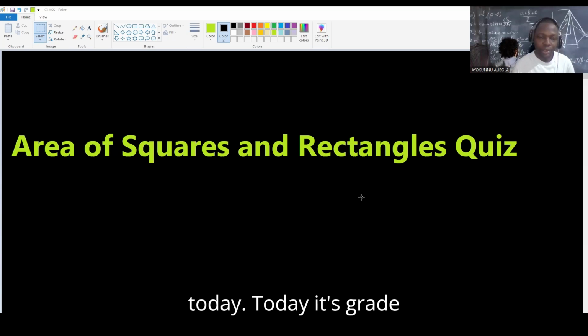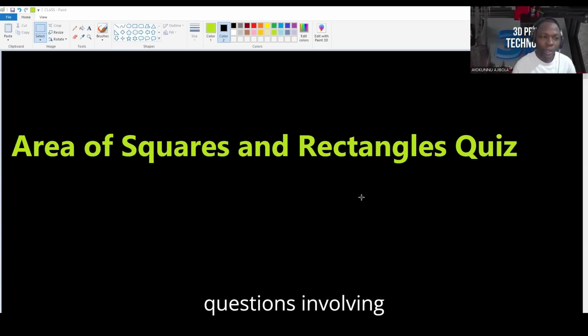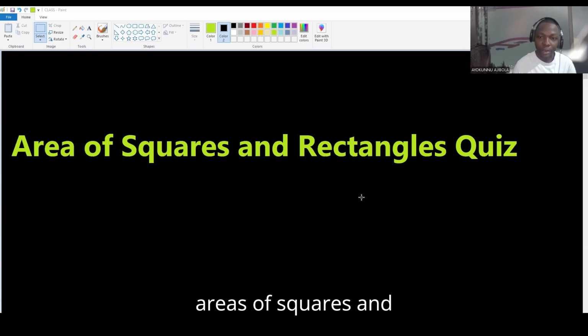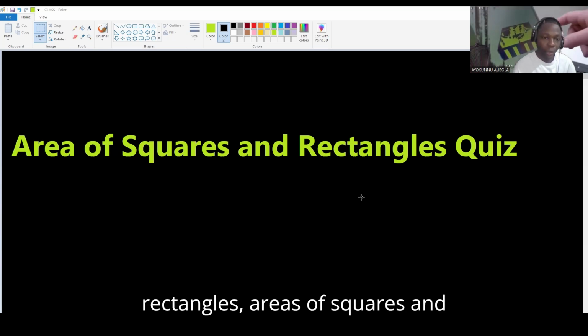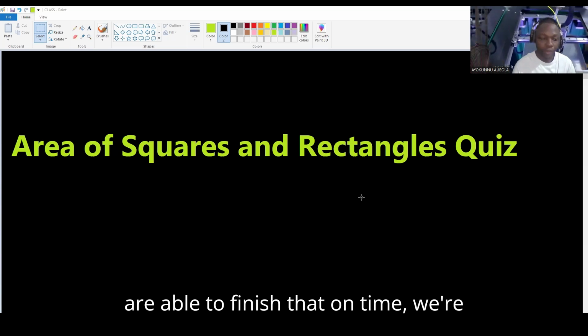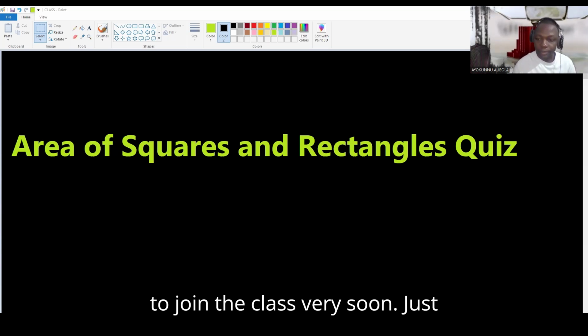Today it's grade 5 math, and we want to look at some quiz questions involving areas of squares and rectangles. If we are able to finish that on time, we're going to go further. My student is going to join the class very soon.